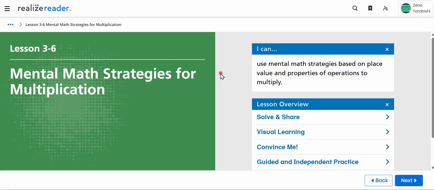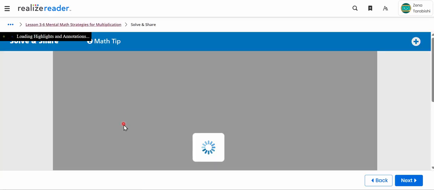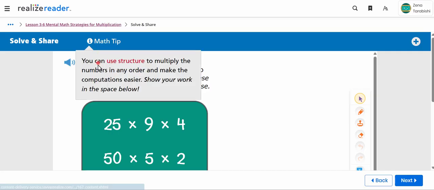And then properties of operations, we've talked a little bit about the distributive property, and we're going to see how we can use that for solving different types of multiplication equations. Starting our solve and share on page 101. Let's go ahead and read our math tip for the day.